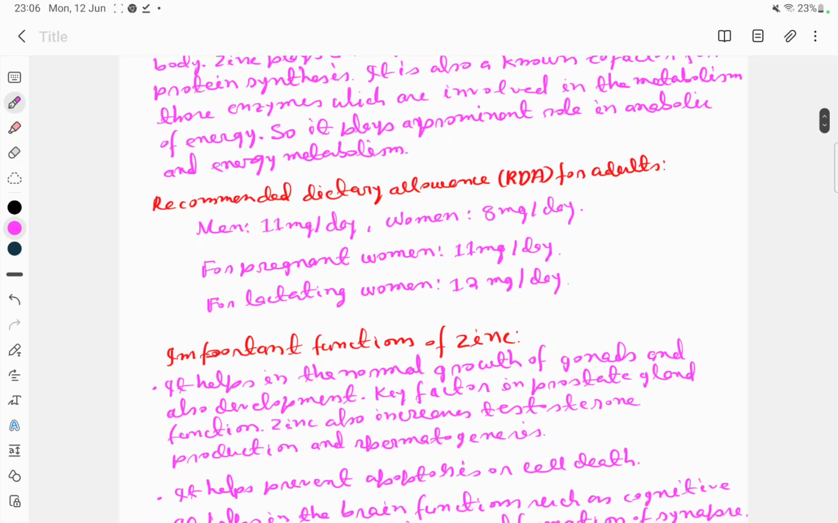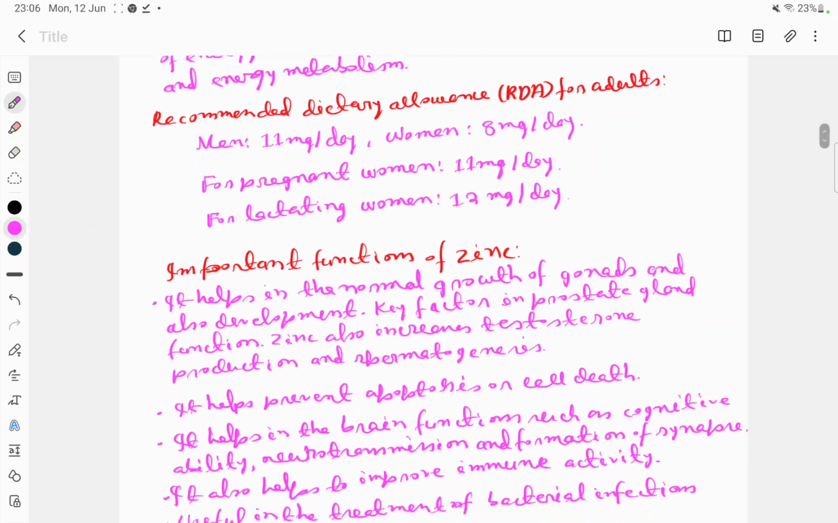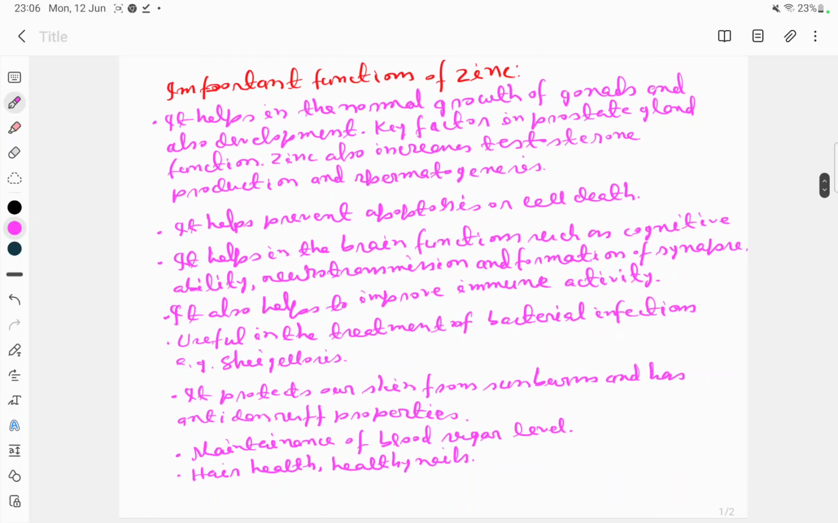So the recommended dietary allowance or RDA for adults, for men it is 11 mg per day, for women it is 8 mg per day. For pregnant women the quantity is a little more, it is 11 mg per day, and for lactating women it is 12 mg per day. So, important functions of zinc in our body.